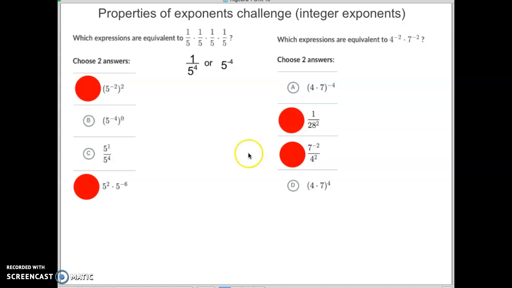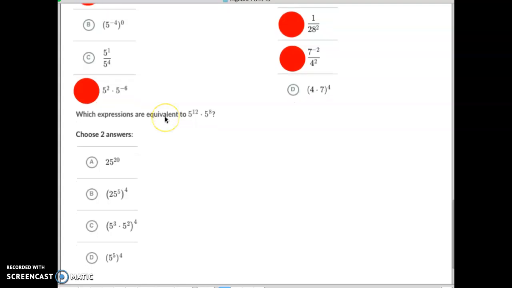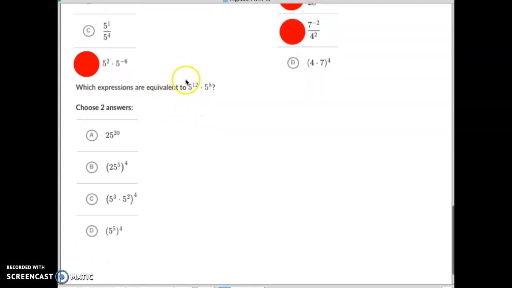Obviously, I'm there to help you whenever you need it. Let's do one more here. So this one, you're probably going to recognize, we can combine the 5s, so it's going to be 5 to the 20th power. So we're looking for anything that would be 5 to the 20th power.